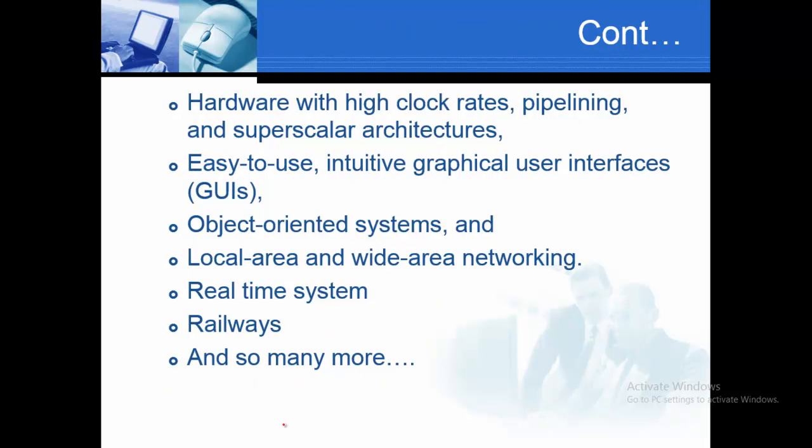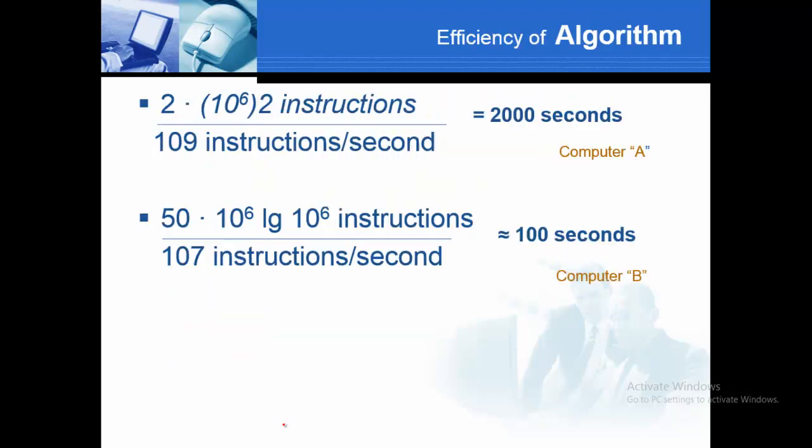Okay, and you can see here hardware with high clock rates, pipelining and superscalar architectures. Okay, we need algorithms for an easy to use, intuitive graphical user interface. Object oriented systems, C++, Java need algorithms. Local area and wide area networking, on the networking side you can see algorithms are there. Real time systems, for example air traffic control, railways and so many more. So algorithm is a technology.